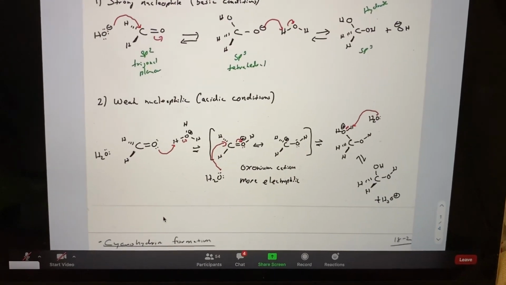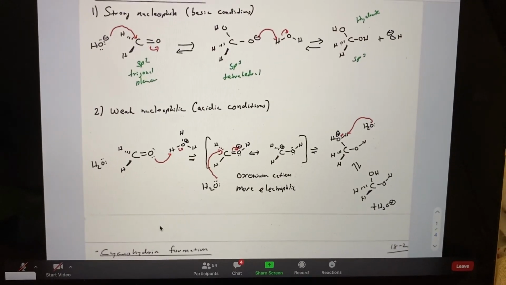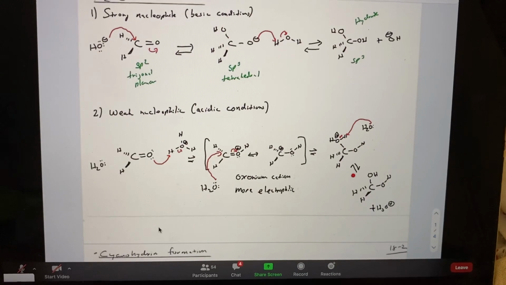And Angela asked, should we always use equilibrium arrows? The correct way to show it is to use the equilibrium arrows. And so I would encourage you to use them as much as possible.